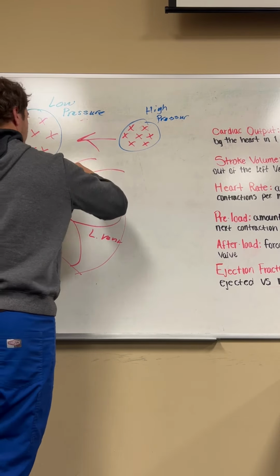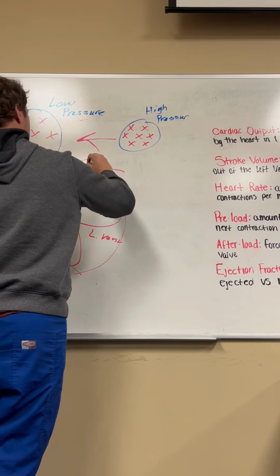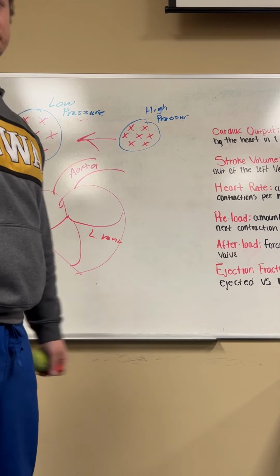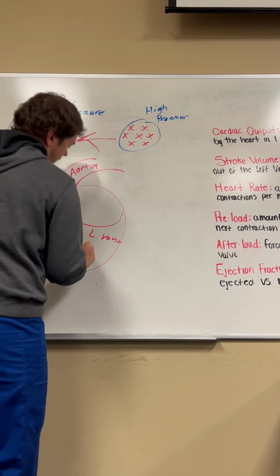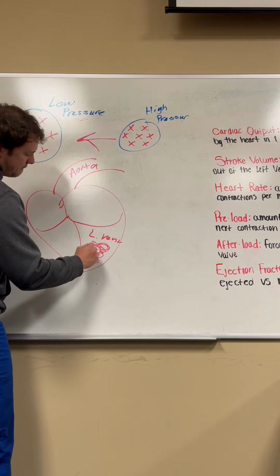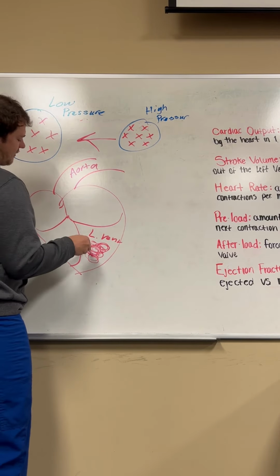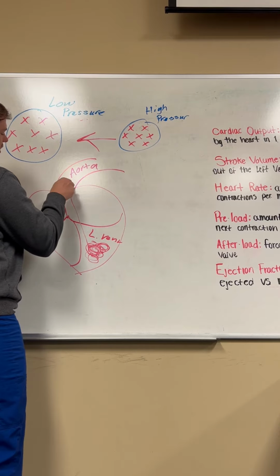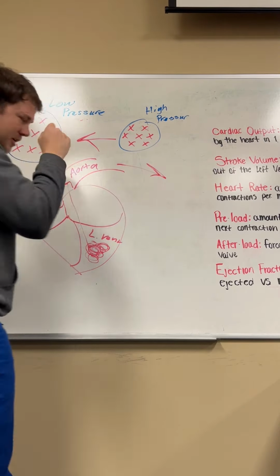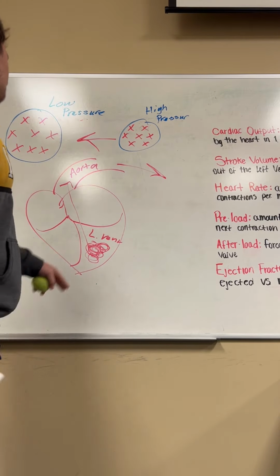All right. Our aorta. So basically from there, this is gonna have all of our oxygenated blood. And so we wanna get it from here up to here so it can go to the rest of our body.